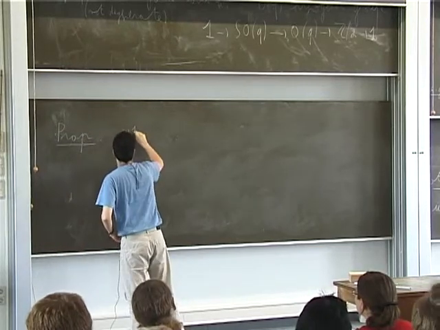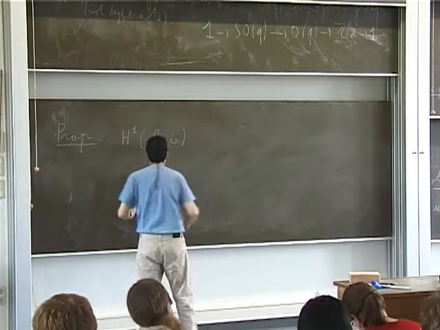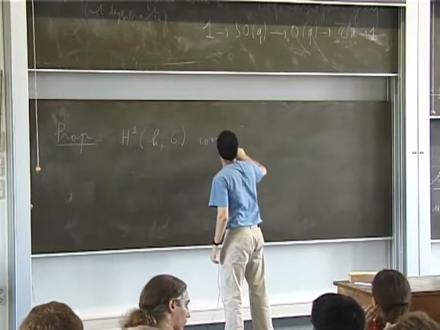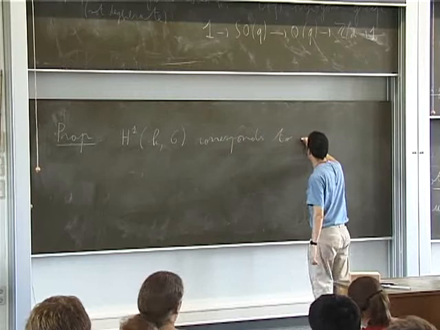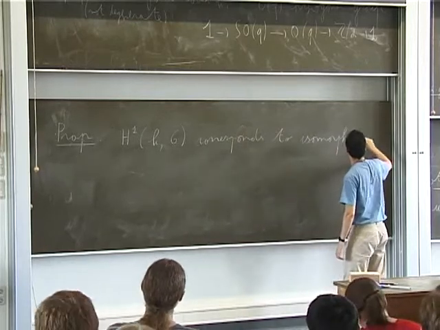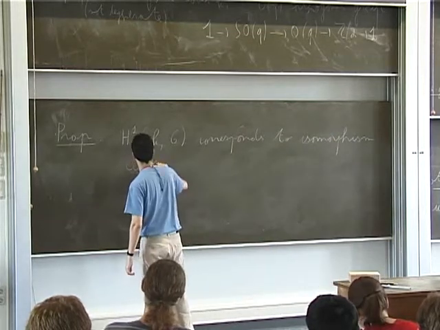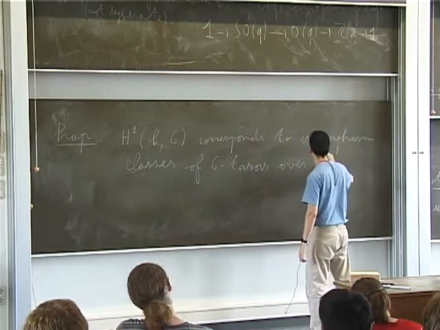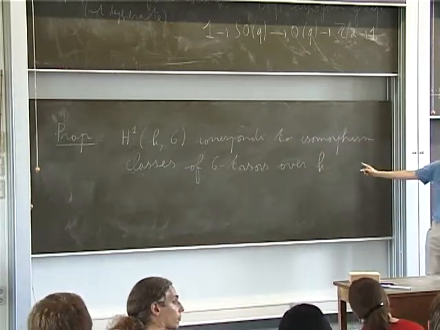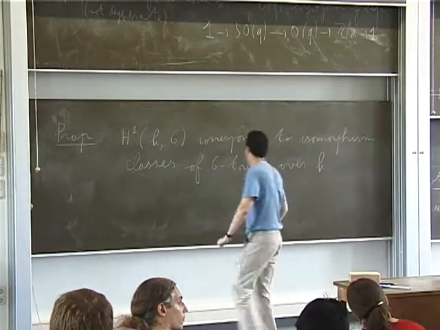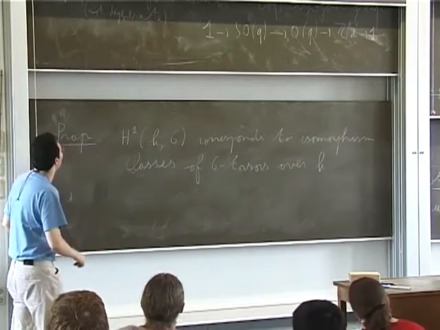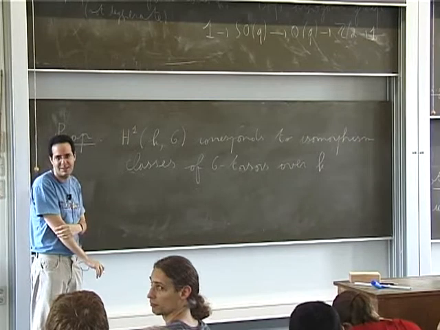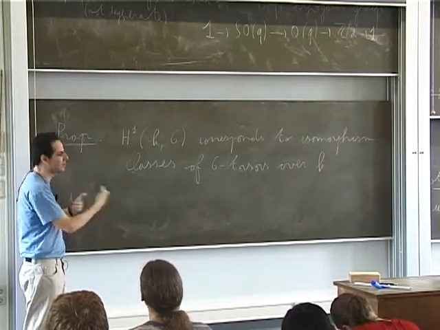So proposition, the set H1 of K, G, you can say first cohomology set, but there is no second one anyway, in general, corresponds to isomorphism classes of G torsors over K. By the way, instead of G torsors over K, you can say K torsors under G. Sorry? What's a morphism of torsors? Well, you take the obvious definition. So you must have a map that is compatible with both actions. In this setting, yes, between the sets, but compatible with both actions.